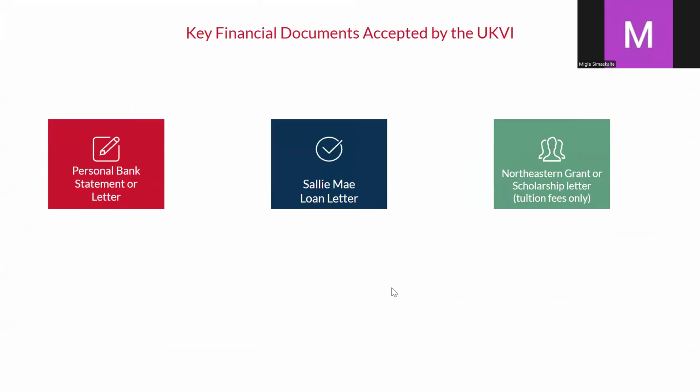Now in here, we can see some key financial documents accepted by the UKVI. So we have personal bank account statements or bank letters confirming the amount that you have been holding for the consecutive 28 days. You might even present a Sallie Mae loan letter or a Northeastern grant or a scholarship letter, but please note that it would only be deducted from your tuition fees and not living expenses.